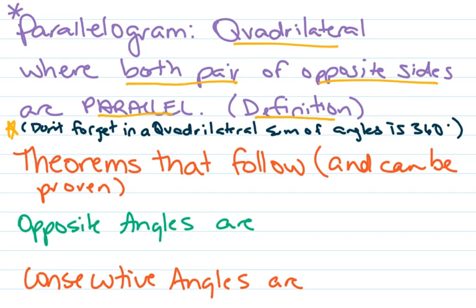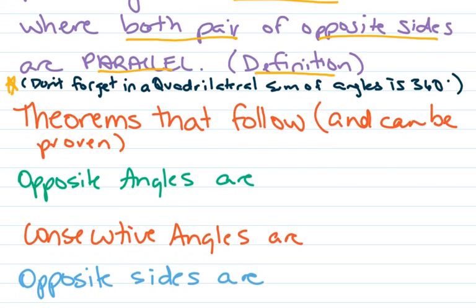Now don't forget what we just talked about, that in a quadrilateral the sum of the angles is 360 degrees. There are some theorems that follow from the definition, and that just means that we can prove them. We're going to have the opportunity to prove these, but we're also going to use them to find missing parts and pieces of parallelograms. So find your vocabulary sheet, and let's go through these ideas and theorems and definitions.